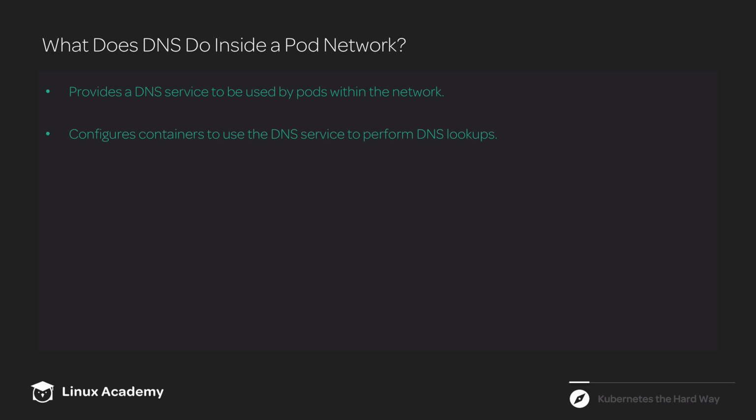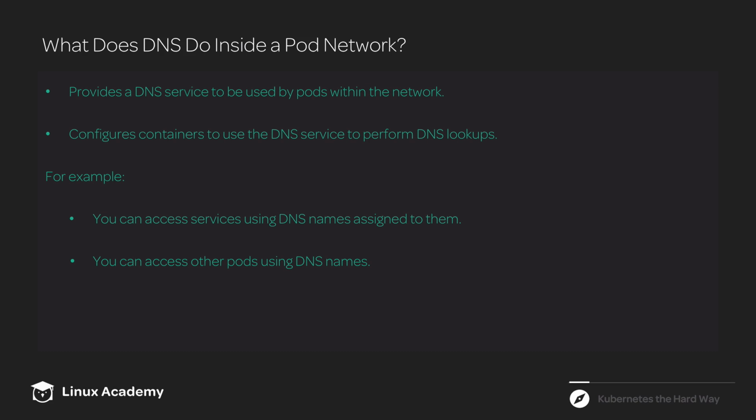So what does DNS do inside a Kubernetes pod network? Well, first, it provides a DNS service that can be used by pods within the network. So there's a special DNS server that is provided as a Kubernetes service inside your cluster. The second thing it does is it configures containers to use that DNS service that is provided in the cluster. So it provides the service, and it also injects configuration into each one of your containers to instruct them to use that service. So here's a couple of examples of how DNS can be used inside a pod network.